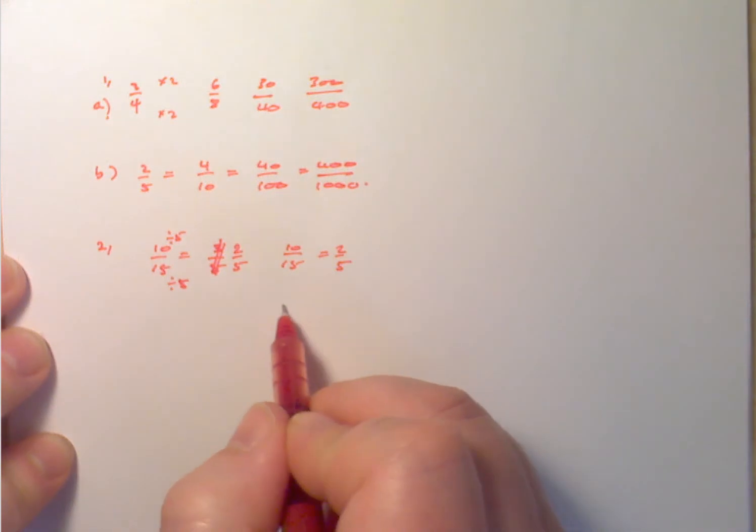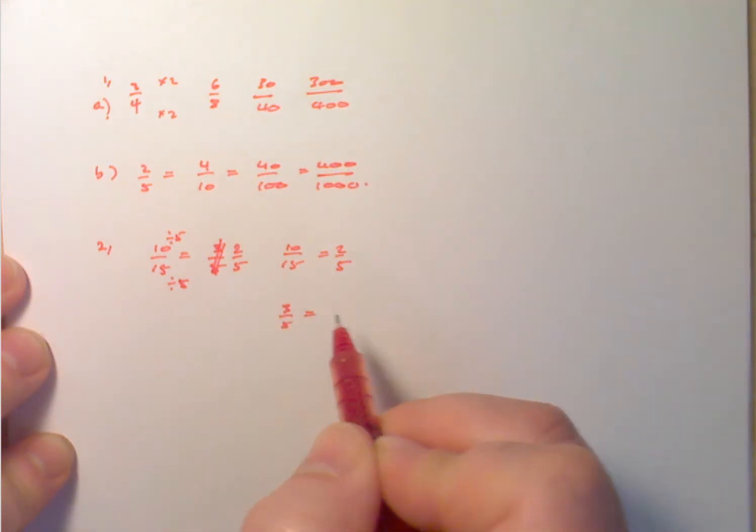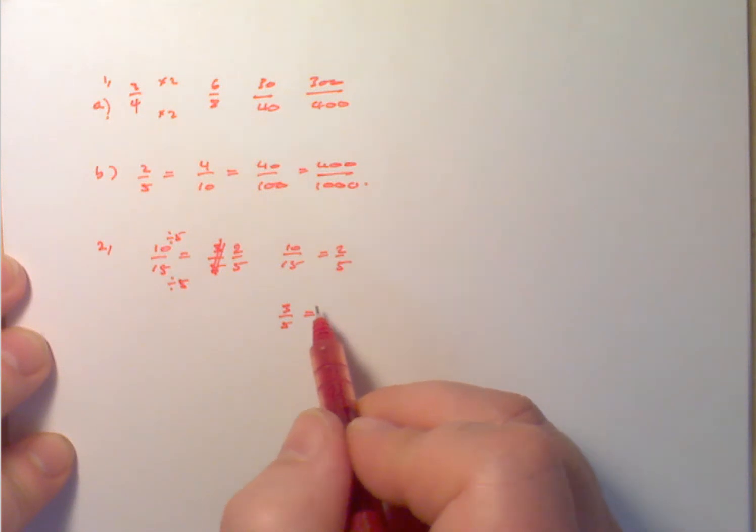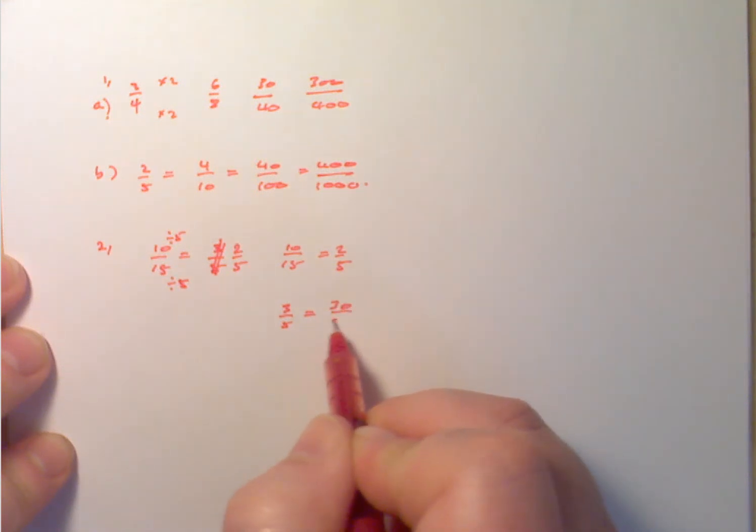3/5 is the next one. And if I was to double that, I'd get 6/10. That's not there. If I times it by 10, I can see that I get 30/50, and that's another pair made.